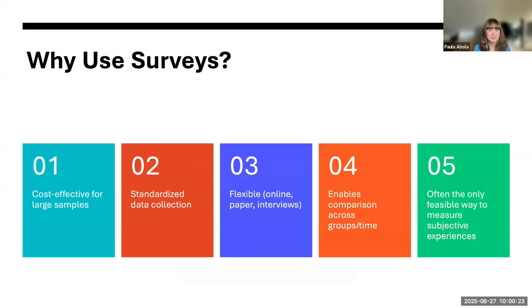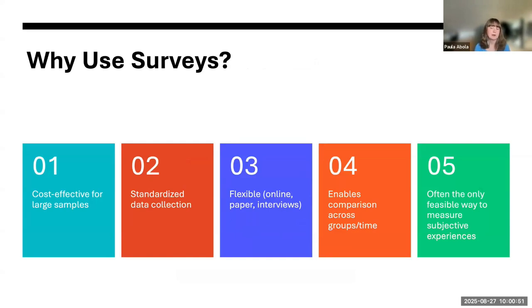So why do researchers like surveys and why do we use surveys? Firstly, they are very cost effective, especially for large groups. So you don't need to waste a lot of money on any materials, especially if you're distributing it online. And neither do you have to interview people personally and waste your own time. And they provide standardized data. So everybody answers the same questions in the same way, which makes analysis very straightforward.